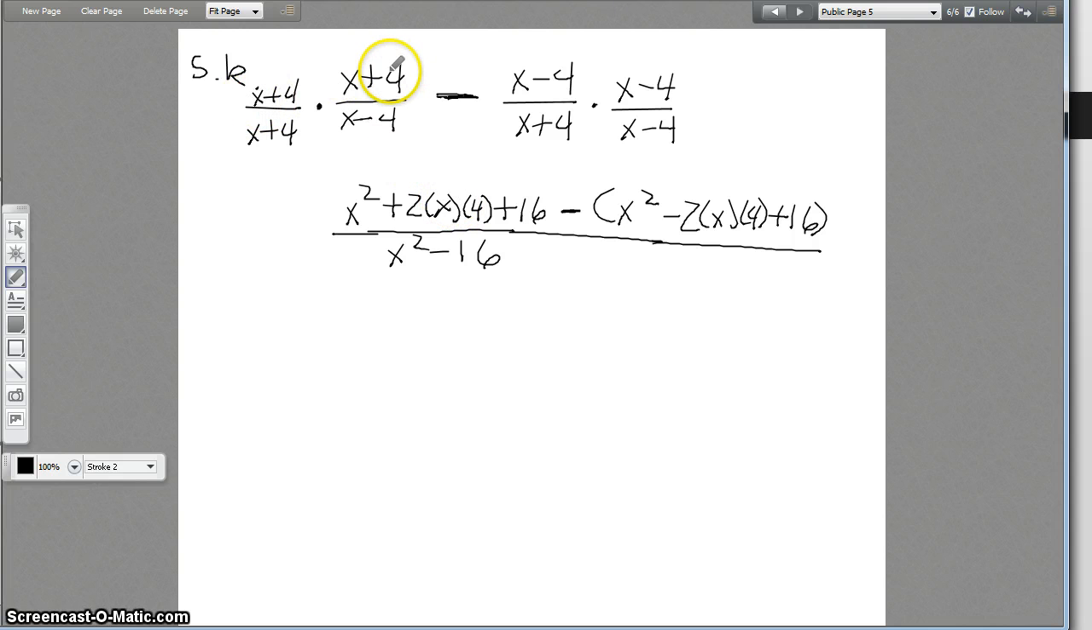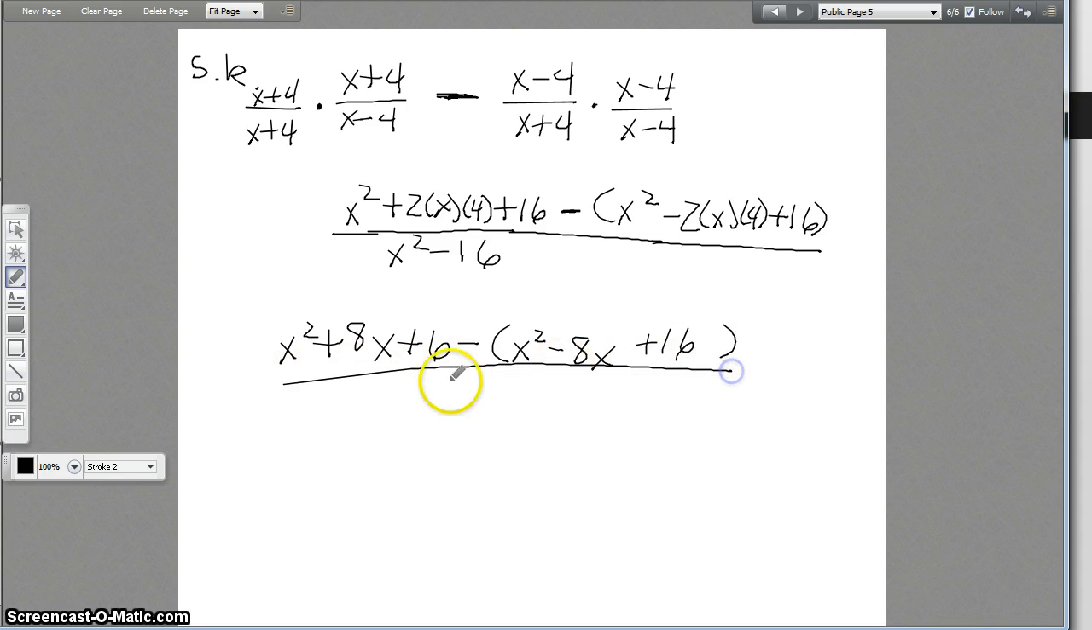We have (x + 4) times (x + 4), which is written here, and now we'll work that out. We have x squared plus 2 times x times 4, which is 8x, and then we have a 16. And then we have minus, we're going to do this in parentheses. We have an x squared, 2 times x times 4 is 8x, and it's a negative, and then we have a plus 16. And this is all over x squared minus 16.